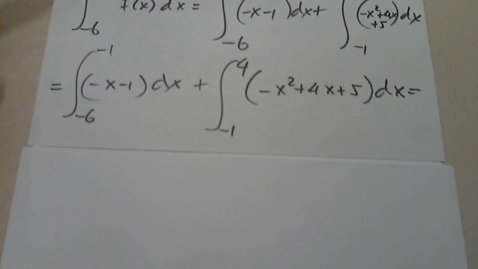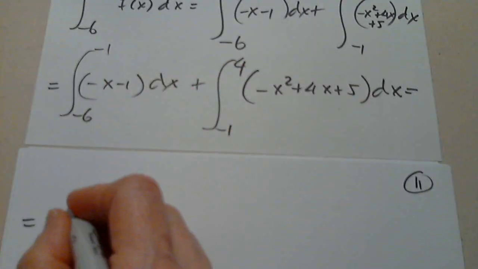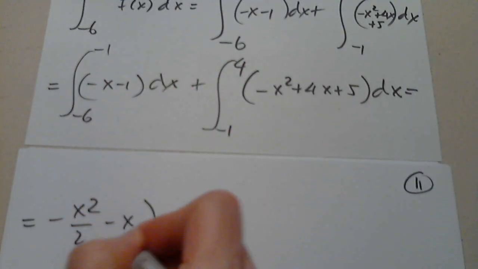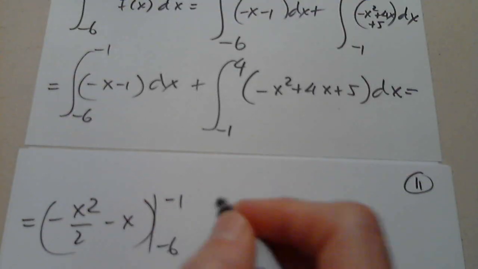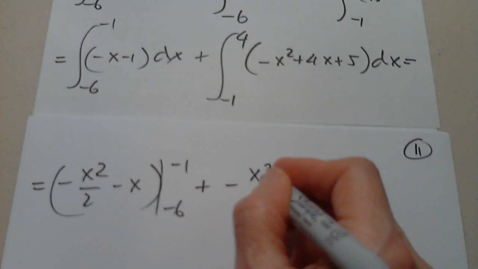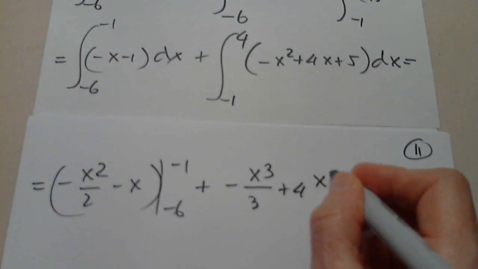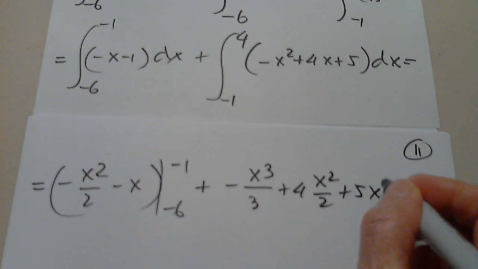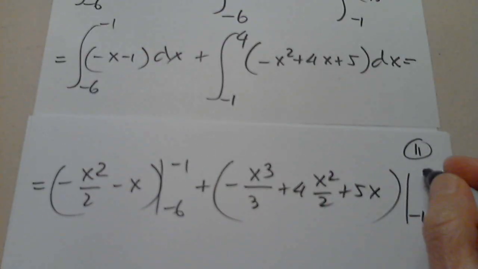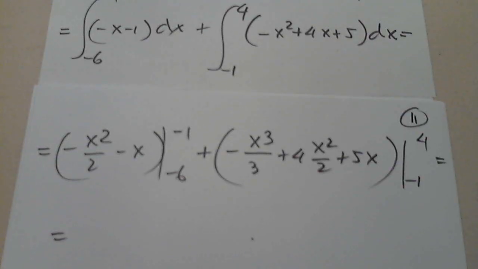Okay, perfect. So now we have to calculate two integrals. Negative x squared over 2 minus x from negative 6 to negative 1, plus negative x to the third divided by 3 plus 4x squared over 2 plus 5x from negative 1 to 4. Ugly, very.